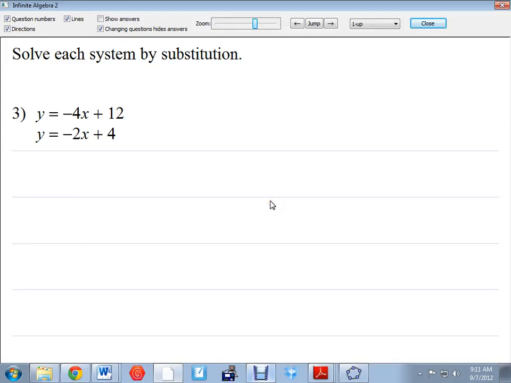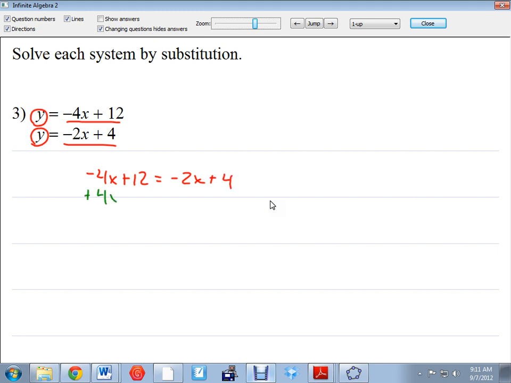Alright, we're talking about solving systems of equations by substitution, and there are several setups for it. This one is the simplest, where both of the equations are already equal to the same variable, and if two things are equal to the same thing, then they must be equal to each other. So our equation could be negative 4x plus 12 is equal to negative 2x plus 4.